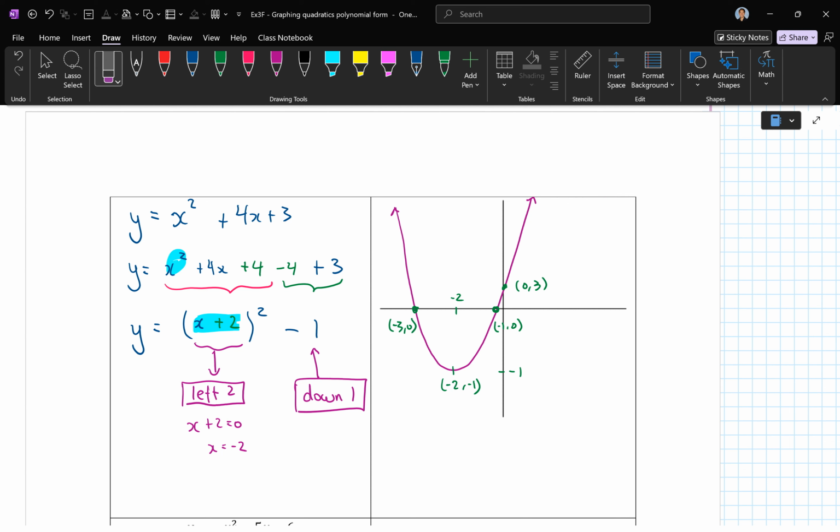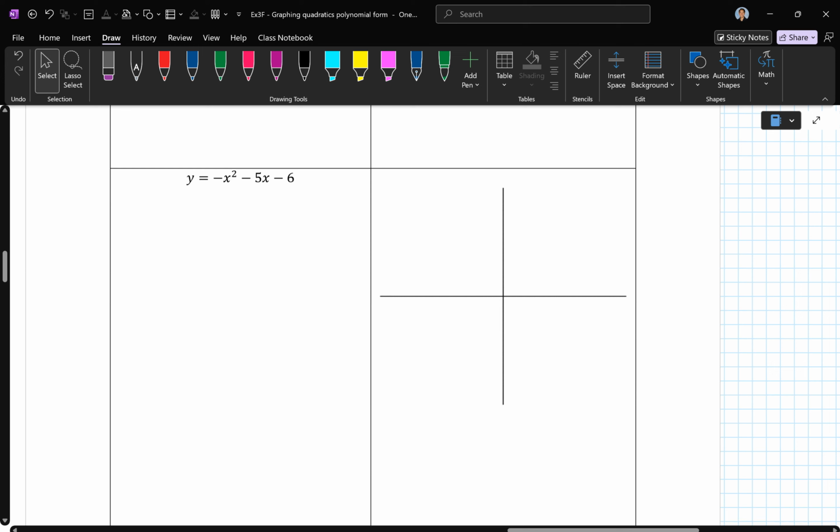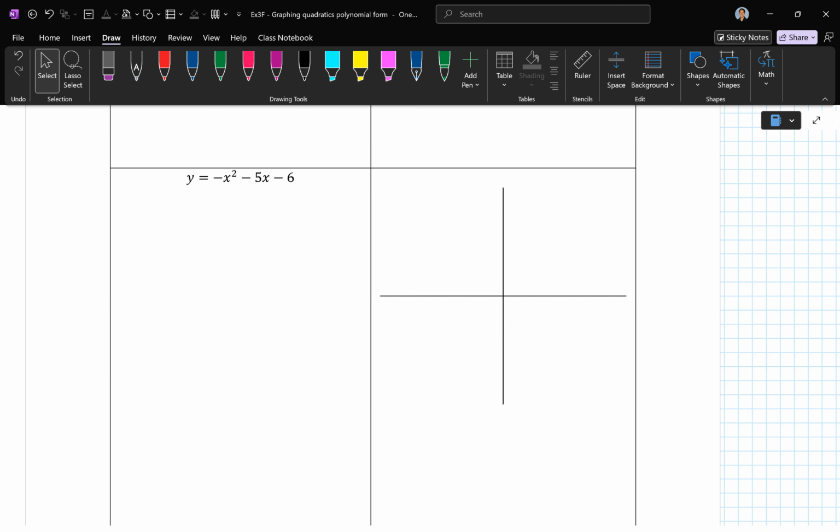How do we feel so far? That's exercise 3F. Good? I'm going to give you a bit of time. I want you to try the next example. Have a go. This is your shot now. This is your time. I'm going to pause, and let's see if you can get the graph correct. I'm going to pause it.